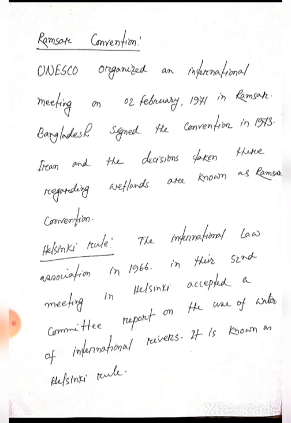There are many conventions that are established on the basis of water. One is the Ramsar Convention. UNESCO organized an international meeting on 2nd February 1971 in Ramsar, Iran, and the decisions taken there regarding wetlands are known as the Ramsar Convention. Bangladesh signed the convention in 1973.